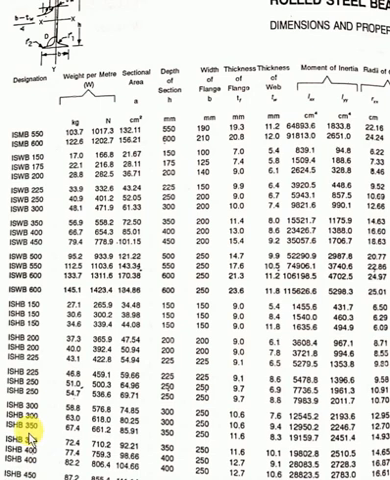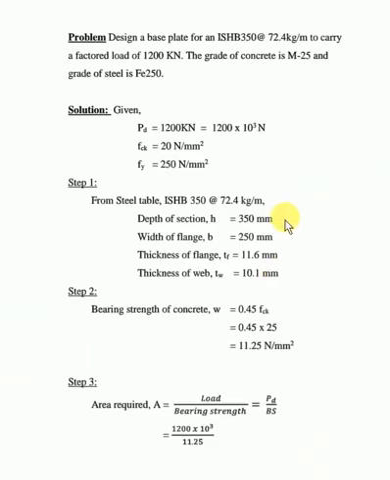Now our section is ISHB 350. This is ISHB 350 and it is given as 72.4 kg. So this is our section. Now see what we require. We require the depth of section, width of flange, thickness of web. So these are our required data. We'll write this in our copy and the units are in mm. So these are the required data which we have written from the steel table.